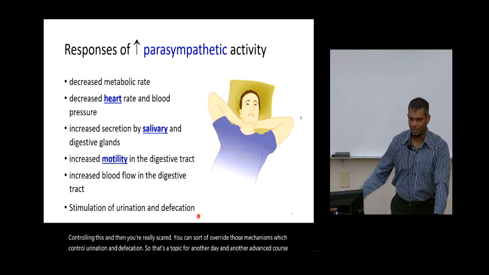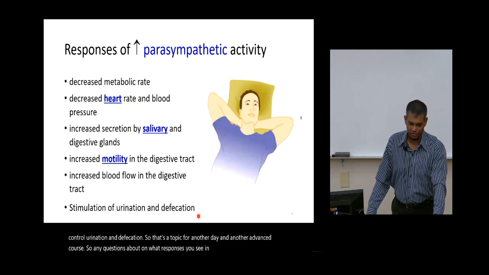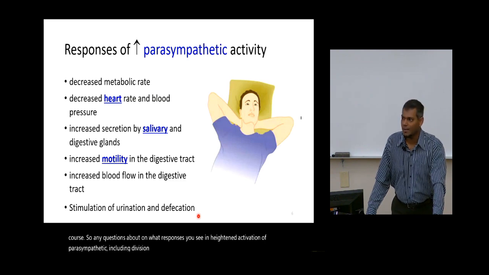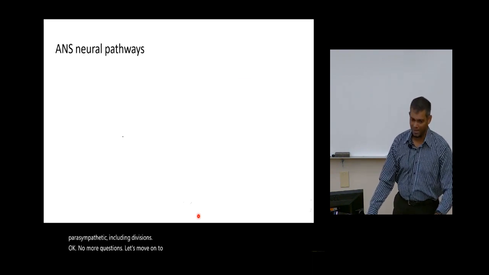So any questions at all on what responses you see in heightened activation of the parasympathetic and sympathetic divisions? Okay, if there are no more questions, let's move on to the neural pathways.